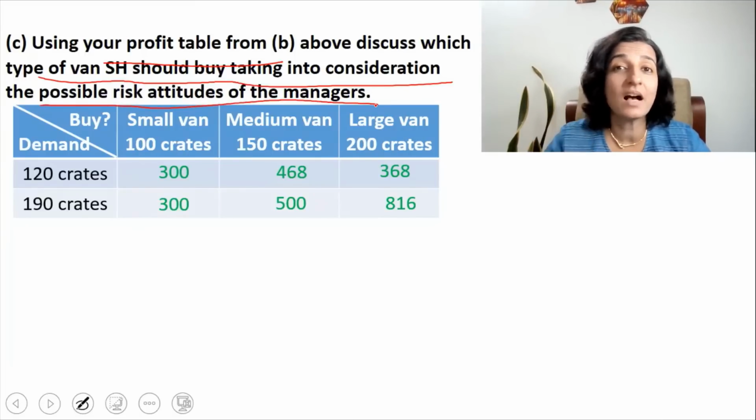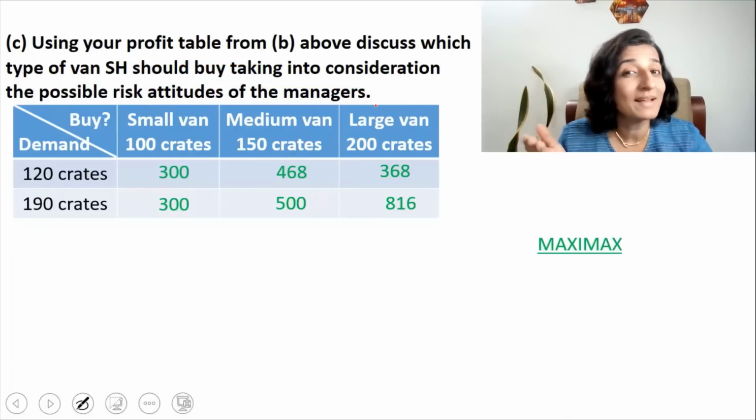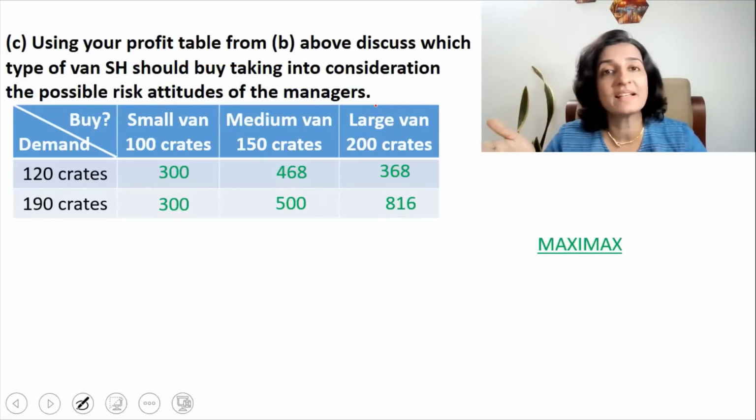So initially they had asked you to explain about Maximax, Maximin, and the expected value approach. So we will find out based on these, what is the decision. So let's first start off with Maximax criterion. So Maximax is maximum out of the maximum profit.